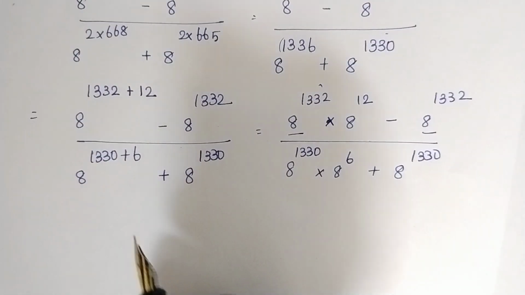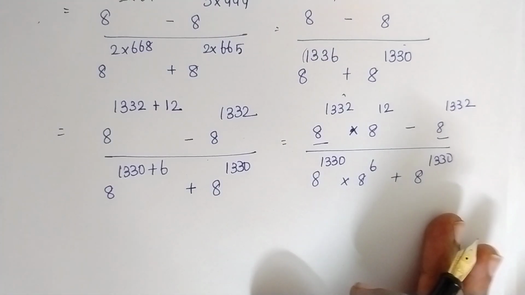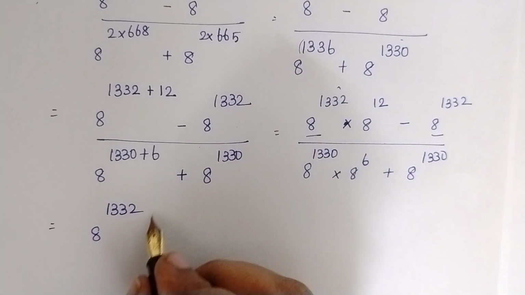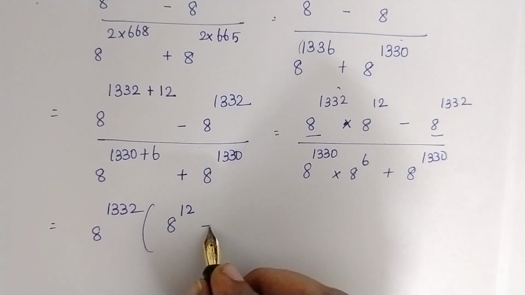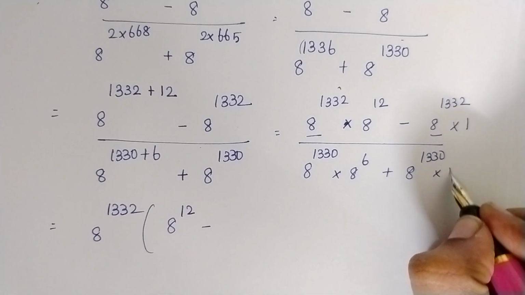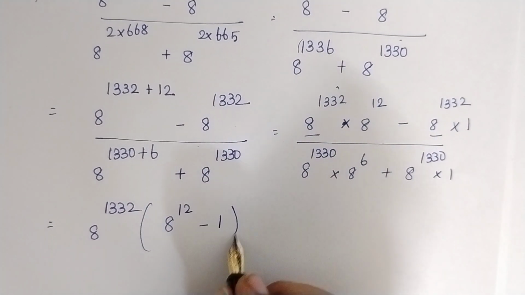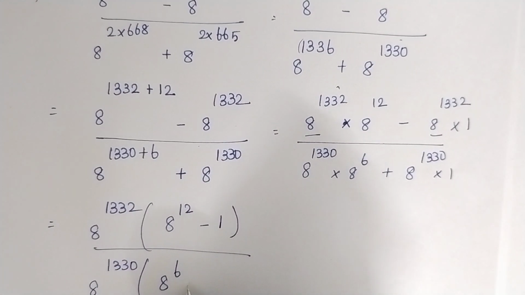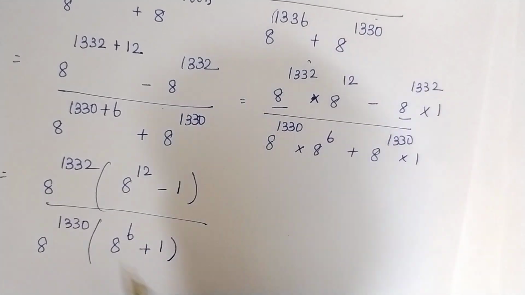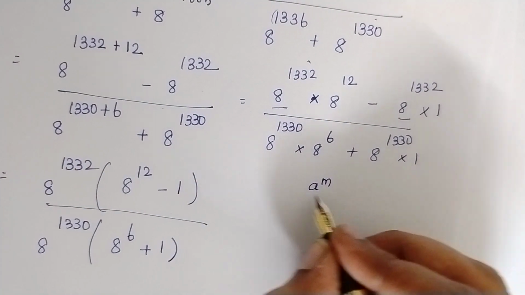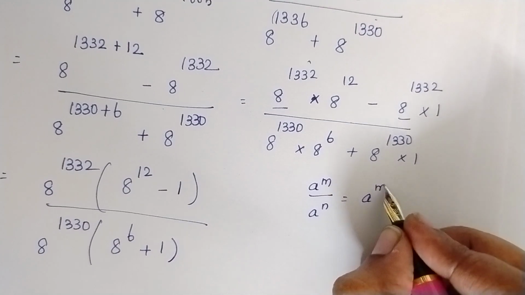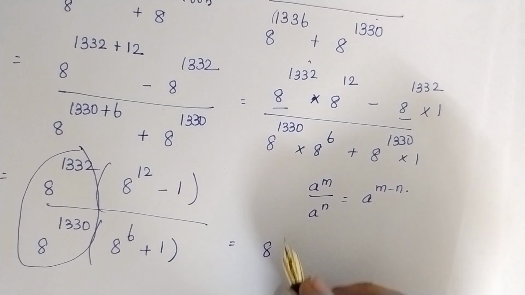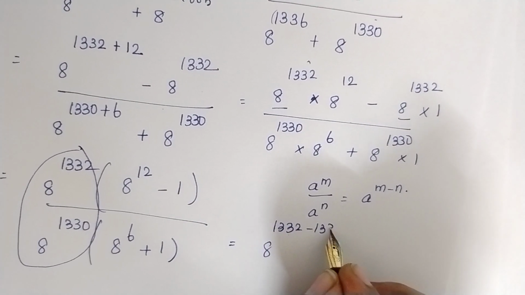So thereby, now which is equal to 8 power 1332 was common. So take that out. Here remaining is 8 power 12. Here nothing is there, so just consider that as 1 by default. So 1, divided by 8 power 1330 was common. Therefore 8 power 6 plus 1. Okay. So now this is in the form of a power m divided by a power n, so this can also be written as a power m minus n. Then this can be replaced by 8 power 1332 minus 1330.